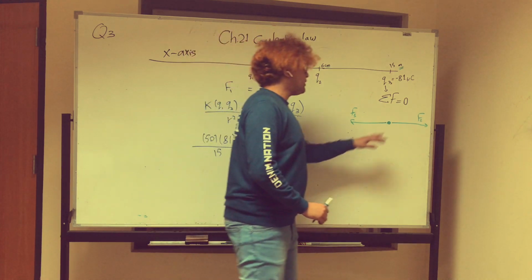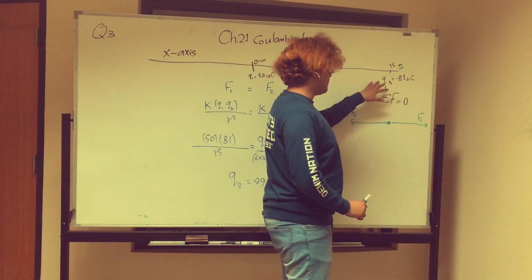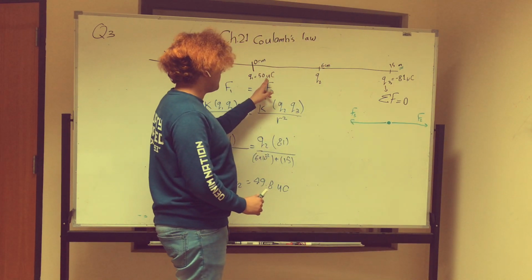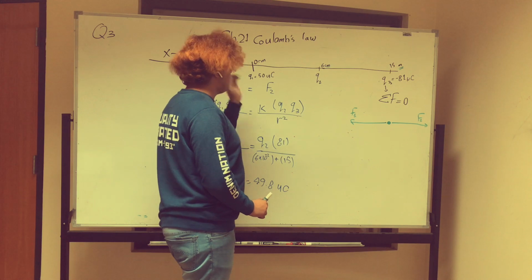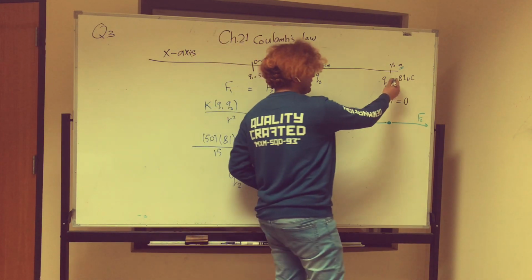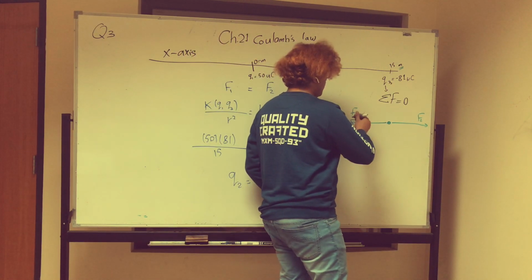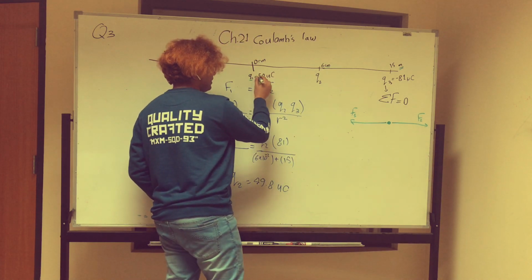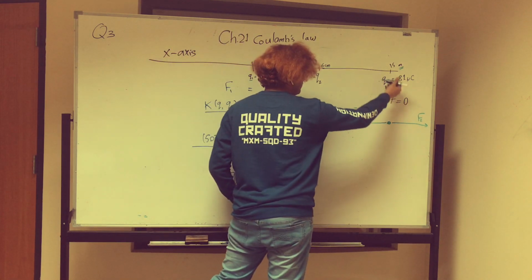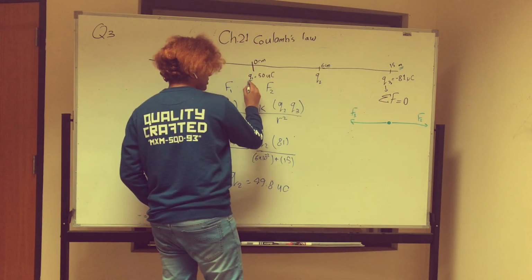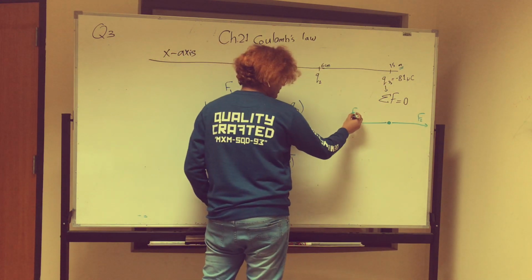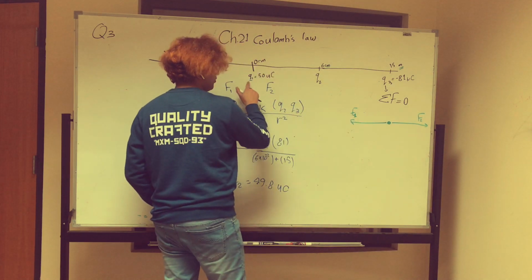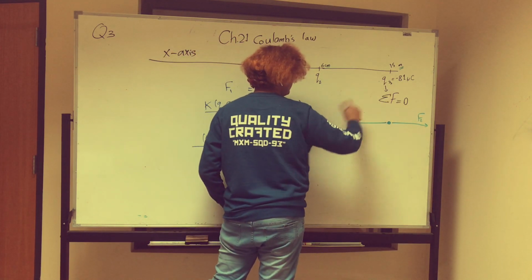If the sum of forces on Q3 is 0, we know this charge is 50 microcoulombs and positive, and here it's negative. So the force due to this charge, because it's positive and this one is negative, is going to be attractive to the charge. Let's call it F1. F1 is the force of Q1 on Q3.